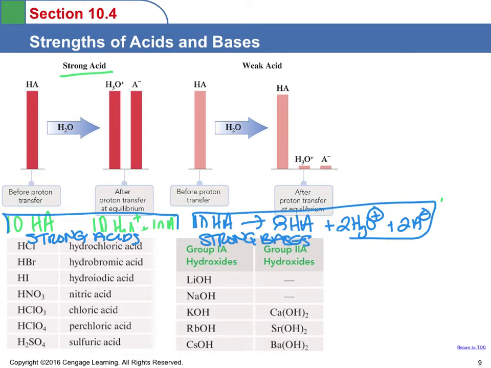So that means if I have one of these acids, every molecule is going to break apart and give away its hydrogen ions. If I have these strong bases, all of them will break apart and give up their hydroxide ions. Anything else that's considered an acid and base and is not on this table is going to be a weak acid or base. So there are a lot more weak acids and bases than strong acids and bases.